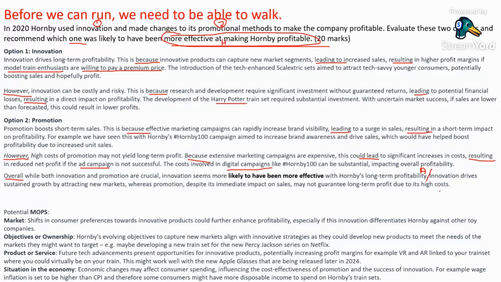We've done this in class: markets, objectives or ownership, depending on the question, products or service, and the situation in the economy. And I'm not going to read through these. You can pause and have a look through it. You can see here is my Apple Glass, quite fancy a pair of those. Especially if I'm able to drive a train that I've built the track for, how cool would that be? That would be quite good.